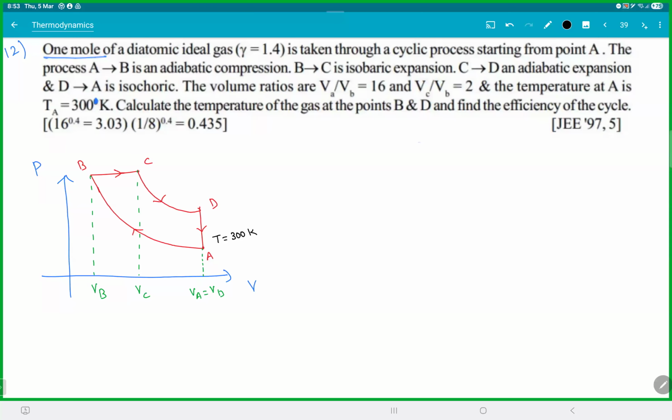Right, Samyak. Temperature at B, you got it right. And here they gave you the values here. 16, 0.4, 1 by 8, 0.4. You need them. Drawing the graph itself is a question. Try. Get the temperatures. I'll give you another minute or two.